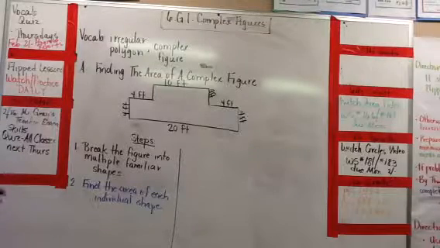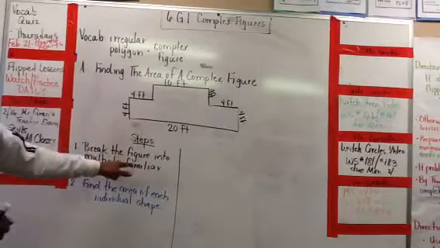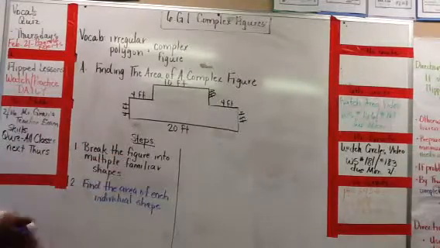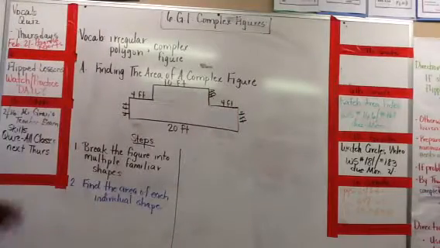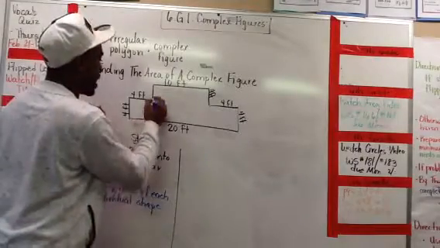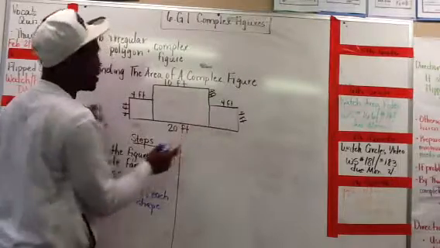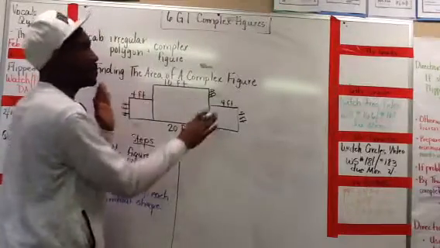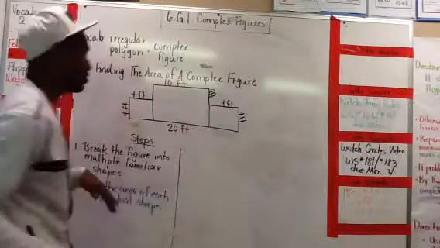To find the area of complex figures, step 1 tells me to break the figure into multiple familiar shapes. If I look at this god-awful shape, I ought to be able to break it down into multiple familiar shapes. Right off the bat, I look right here and here. I'm able to take this one complex figure or irregular polygon and break it into 3 two-dimensional shapes.